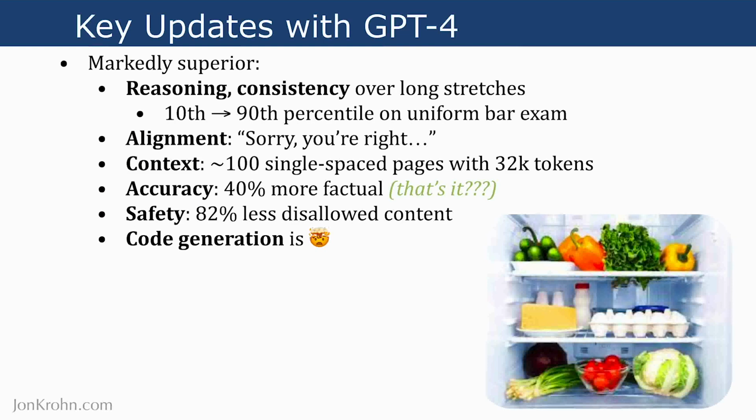The code generation, as I already showed you an example of, is absolutely mind-blowing and you need to be using it. Image inputs are also not publicly available yet, but it allows for image inputs. So you can take a photo of your fridge, this is one of the examples that they gave, and say, what can I make for dinner?